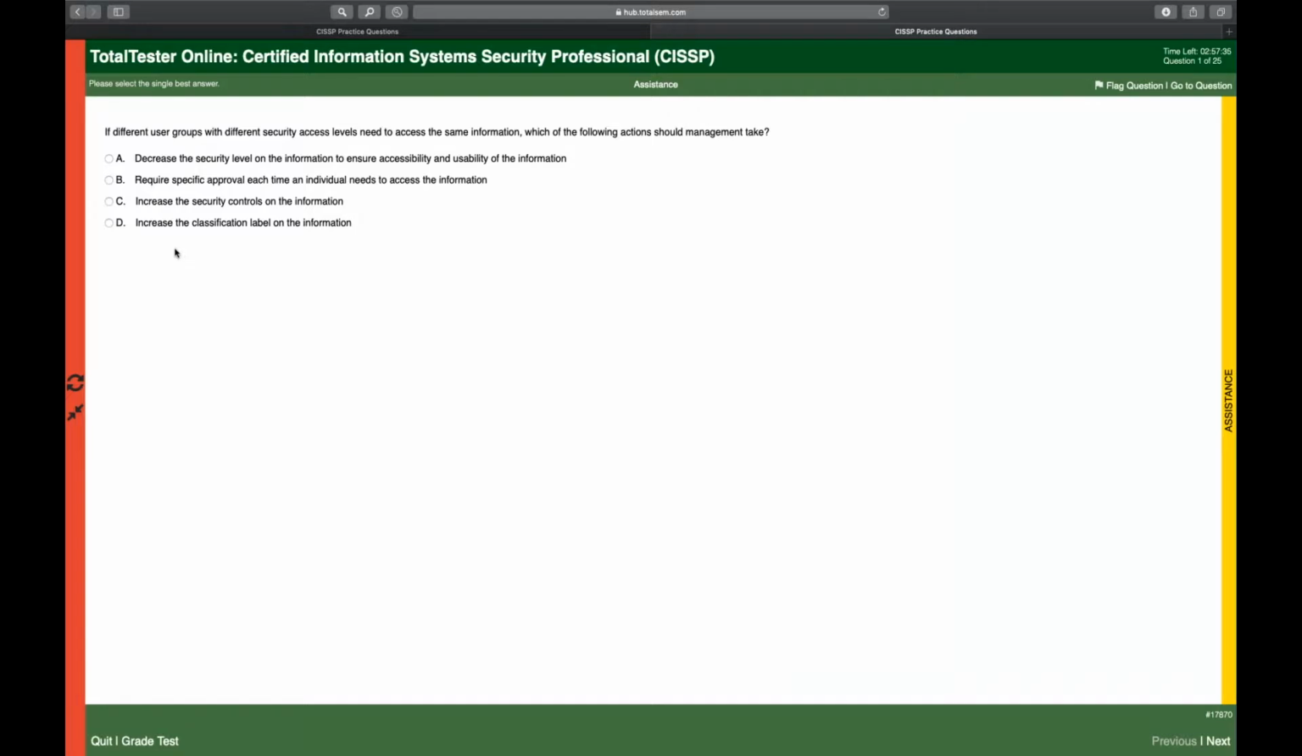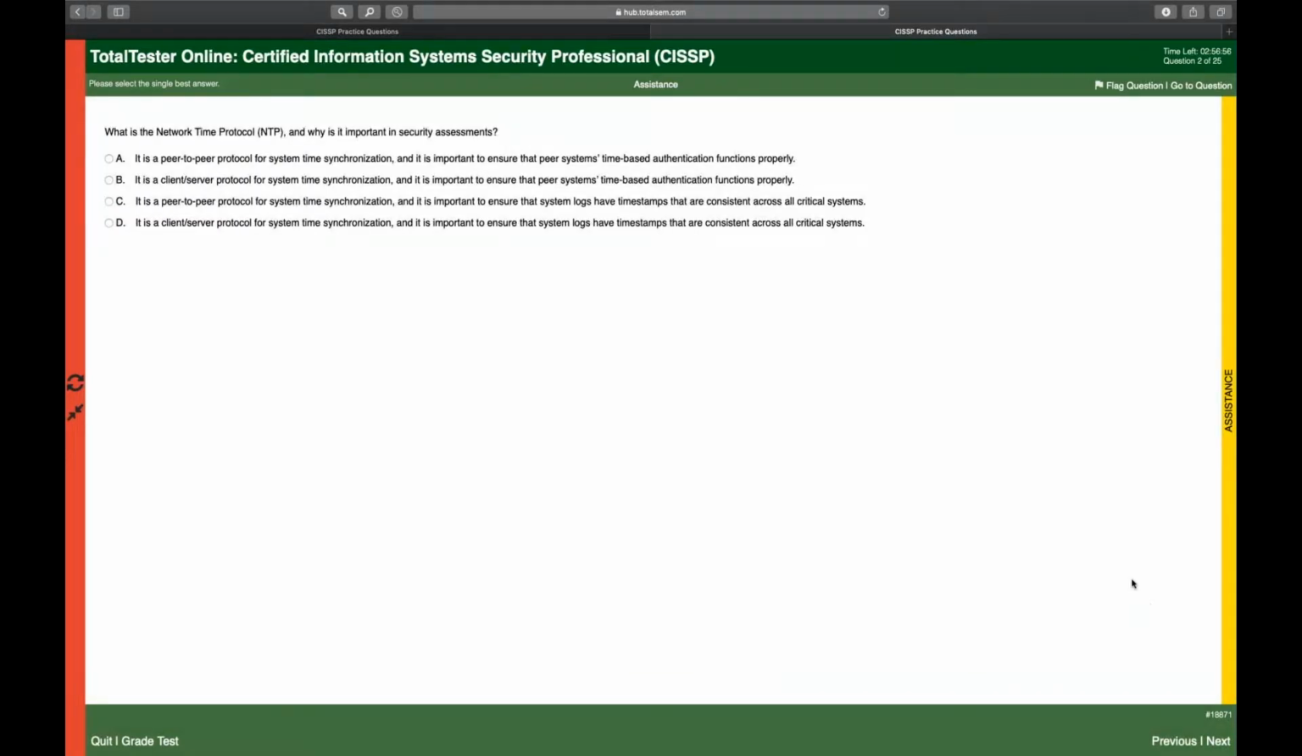But would they still not need approval though to access this? Yeah, that could be a correct answer, but I think this one is a little better, because if you have to approve access every time, that's going to be an administrative nightmare, requiring specific approval each time an individual needs access to information. That would be a nightmare. So for that reason, I'm going to go with Charlie. But if I'm wrong, we'll see on the back end, and you guys can tell me all about it.